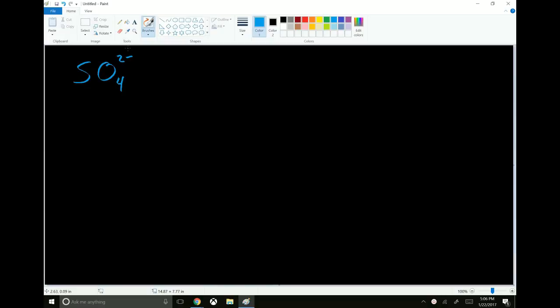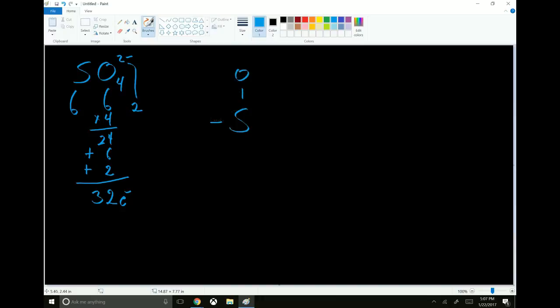So SO4 2 minus: sulfur gives us 6 valence electrons, oxygen gives us 6 valence electrons, times 4 is 24, and then the charge gives us 2 more. So 24 plus 6 plus 2 gives us 32 electrons. Now we put sulfur in the middle and surround it with oxygens. 4 oxygens, 4 bonds, take up 8 electrons, leaving us with 24.